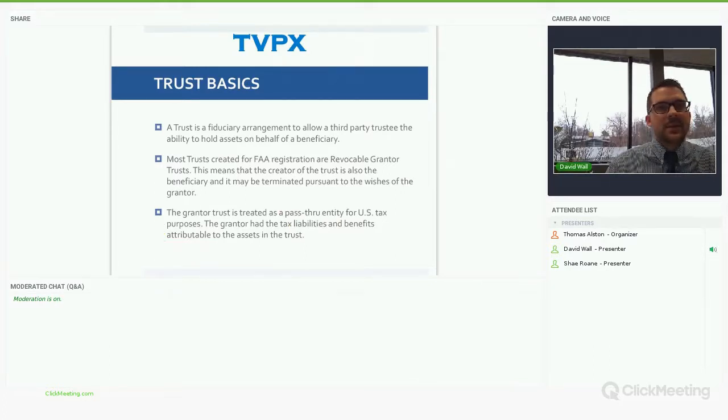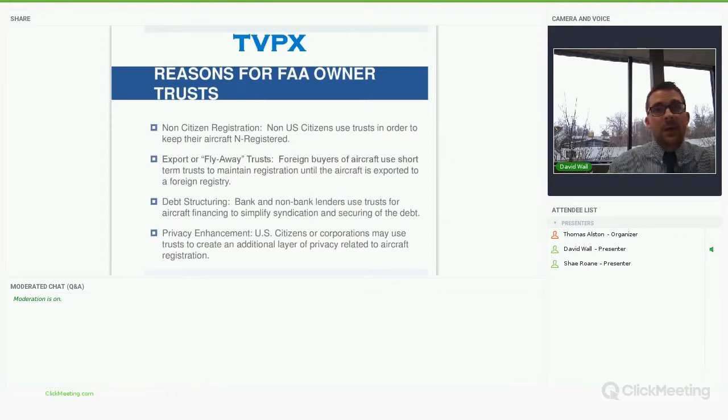Let me move on to the next slide here. This goes to that question that was offered a few minutes ago. What are the reasons for an FAA owner trust? The first one up here is a non-U.S. citizen trust. They're used for non-U.S. citizens to be able to register aircraft. We'll go into these different things in a little more detail. The second one is, as I mentioned, a lot of times they're used to help facilitate transactions. A lot are used for either export or import, what we'd call a flyaway trust, a short-term trust, to help facilitate a cross-border transaction.